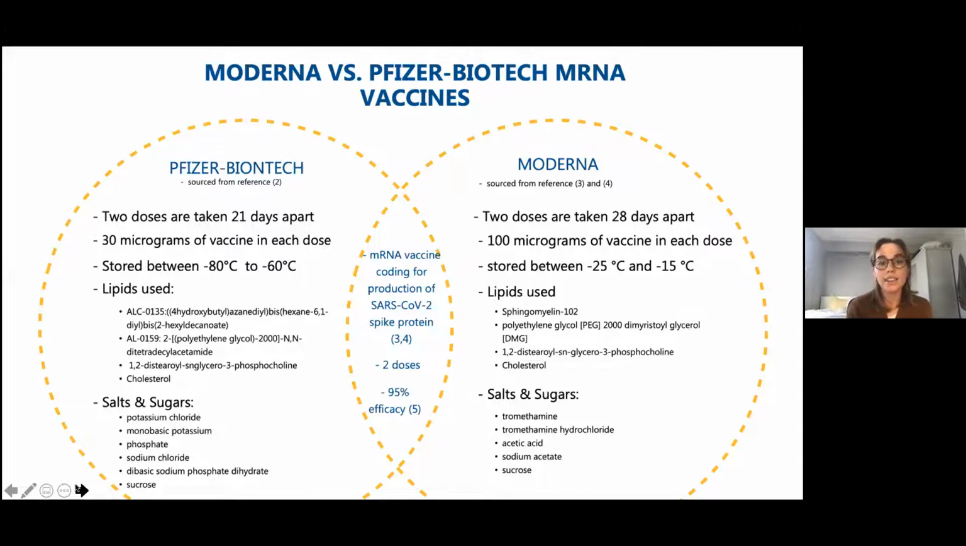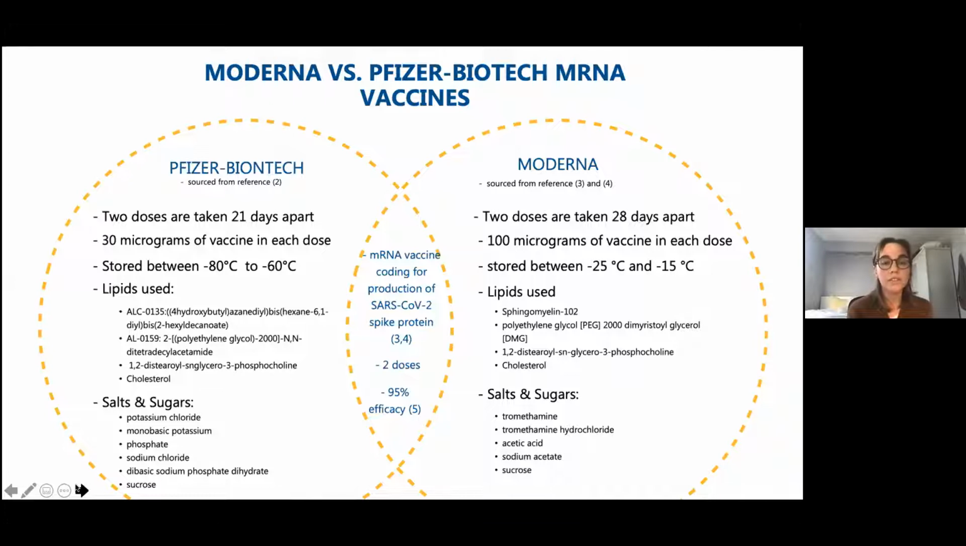Here I highlight the specific ingredients in both the Pfizer and Moderna vaccines. They're very, very similar. They're both mRNA vaccines, and they're both 2 doses. They differ in the amount of vaccine that's given in each dose. On the left, we can see Pfizer has 30 micrograms of vaccine in each dose, and Moderna has 100 micrograms of vaccine in each dose.